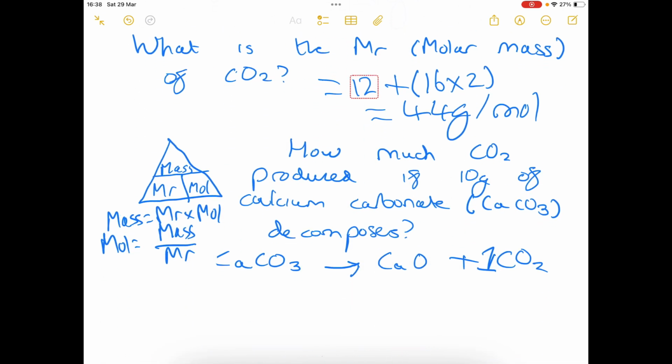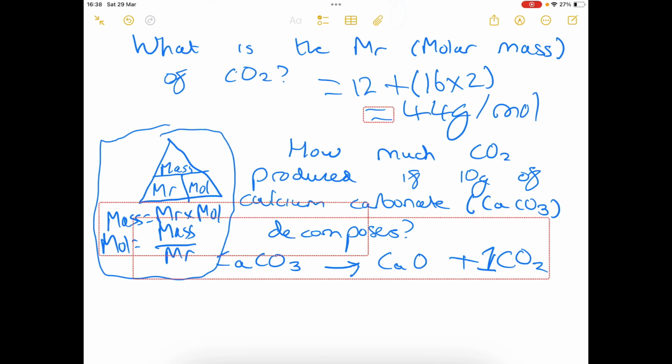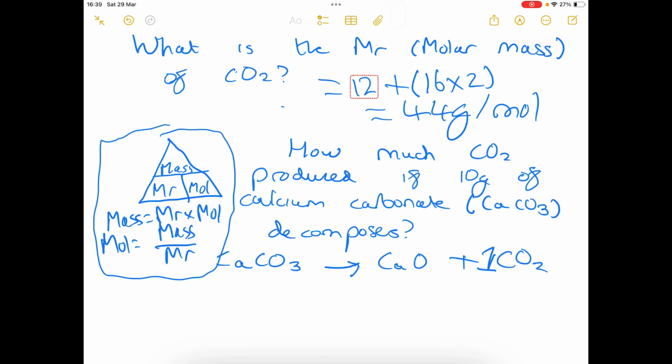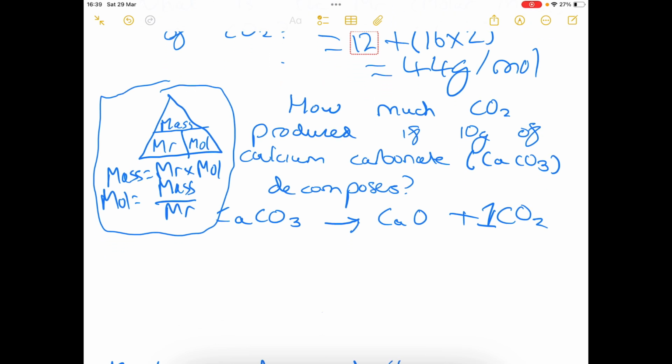So here we have a little relationship triangle. So you've got mass on the top, Mr and mole on the bottom, which clearly shows that mass is found by doing Mr times mole, and mole can be found by doing mass over Mr. So with that in mind, a little example question. How much CO2 is produced if 10 grams of calcium carbonate, which is CaCO3, decomposes? So CaCO3 will decompose to CaO plus CO2.